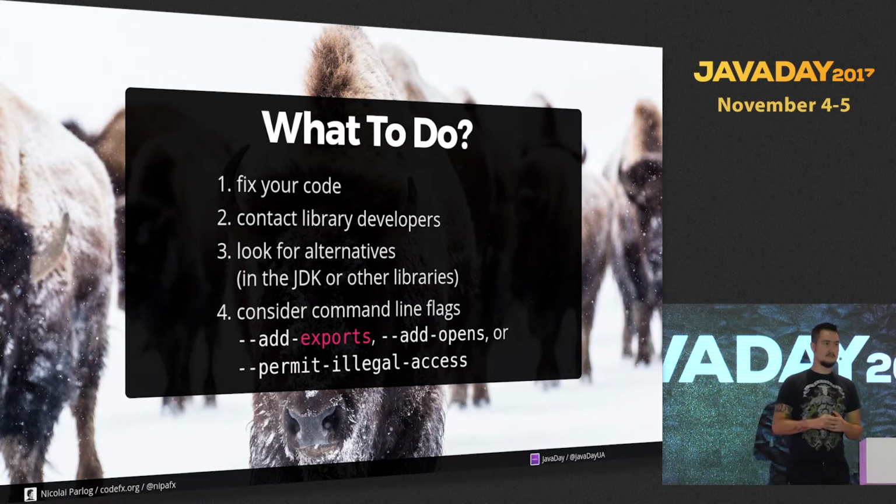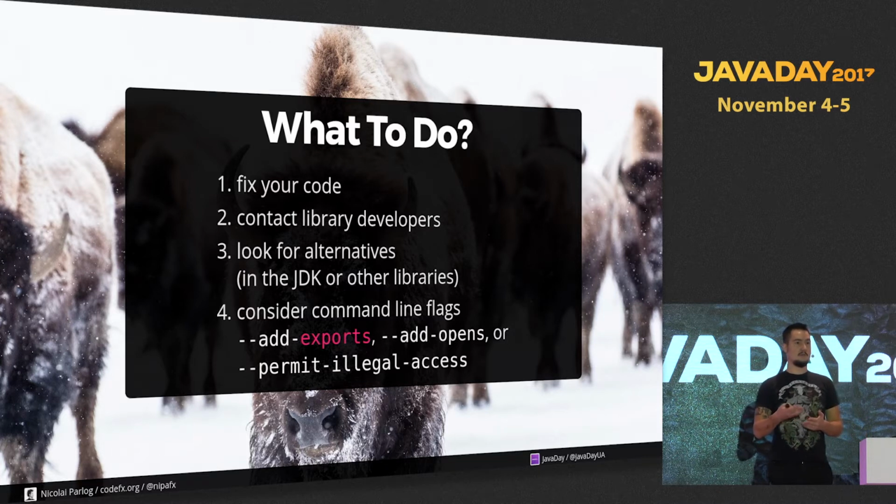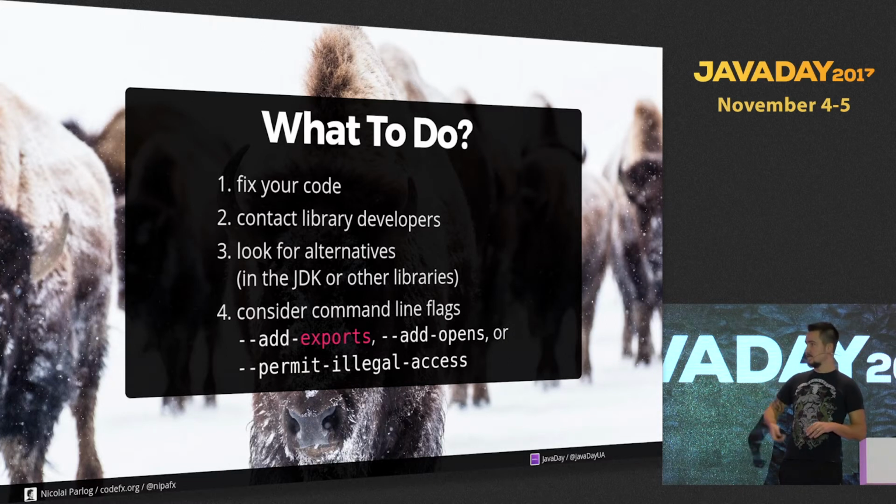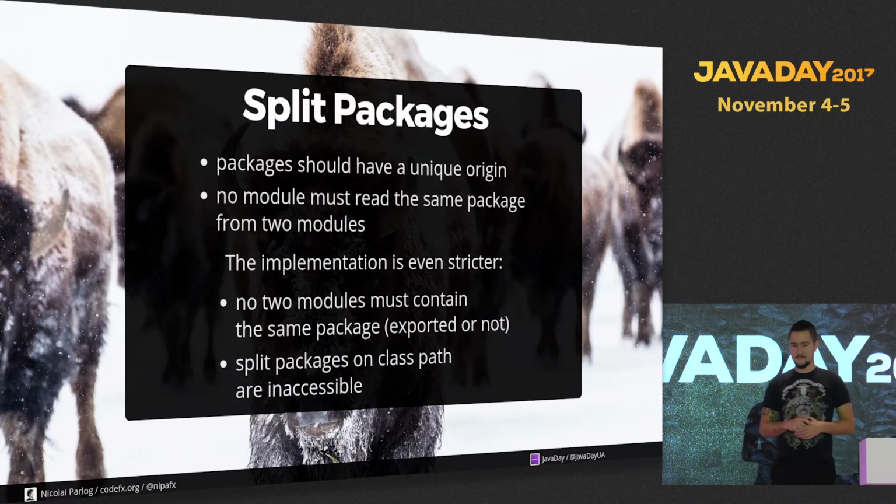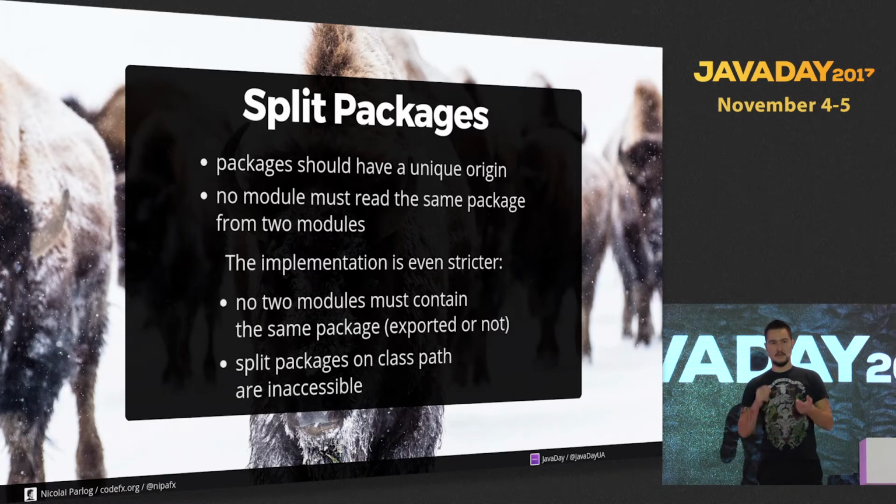So what you do, you fix your code if it's your code. If it's not your code, you have to contact the library developers, open an issue, and then the next step would be maybe look for alternatives. If you've been using a JDK internal API, chances are there is an alternative, and JDeps will even report them. If all of that fails, you can use command line flags to force the module system to give you access to some of these things. Okay, that was internal APIs.